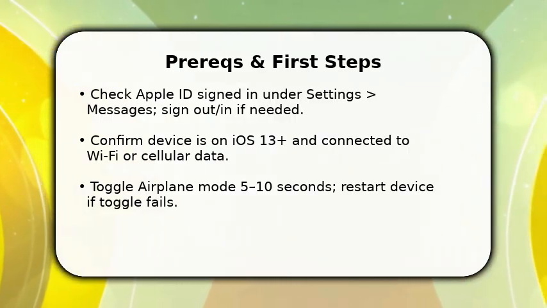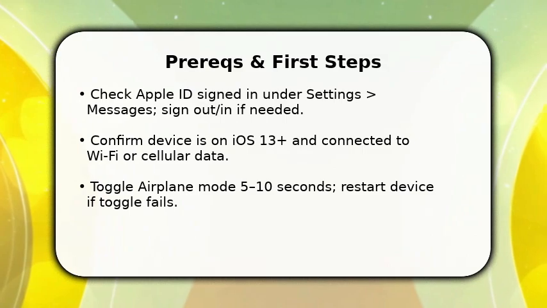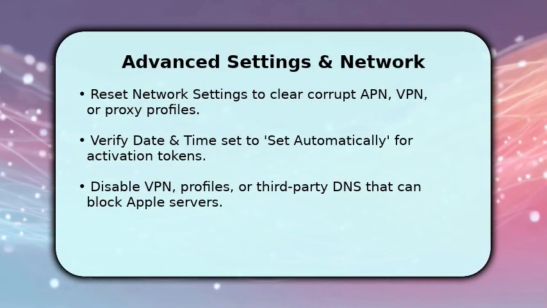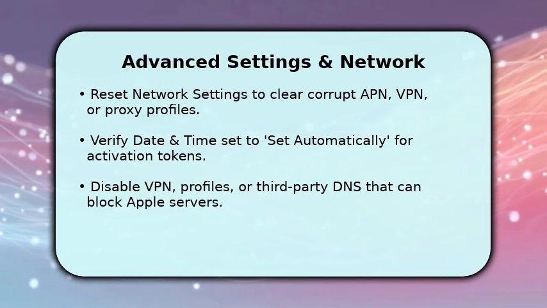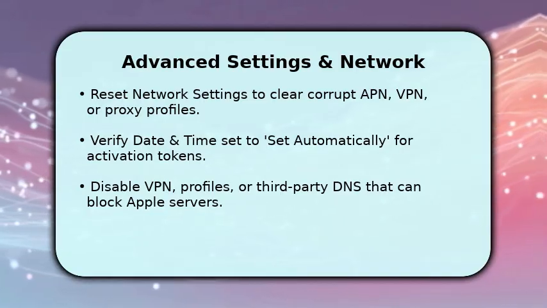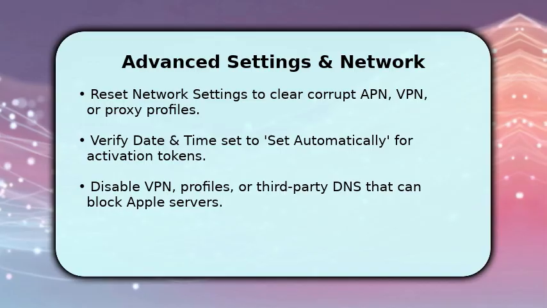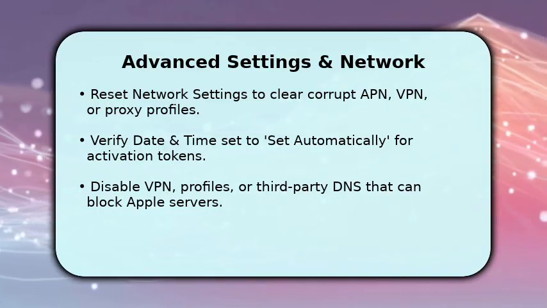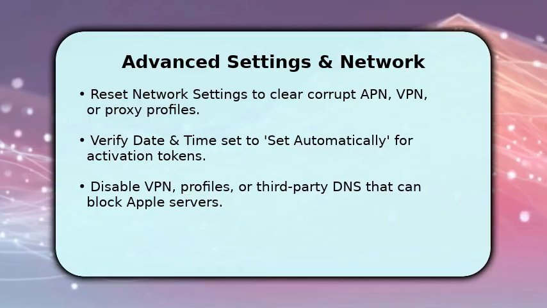You now handle configuration issues that commonly block activation. Go to Settings General Reset and choose Reset Network Settings. This removes problematic APN, VPN, or proxy entries that can stop iMessage activation. Also, make sure date and time is set to set automatically, because mismatched time breaks secure token generation.